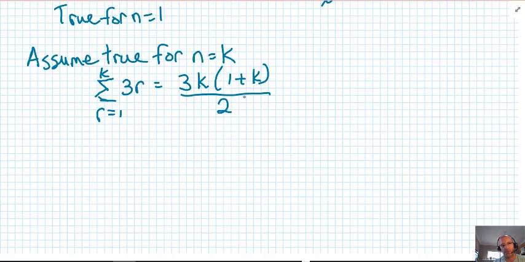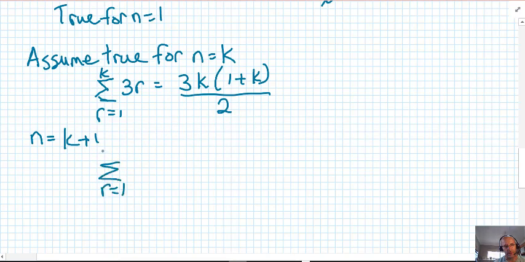So assuming it's true for n equals k, our inductive hypothesis, we would have this expression here. And of course, we need to use our inductive step now to show that if it is true for n equals k, it's always true for n equals k plus 1. So for n equals k plus 1, there are a couple of different angles we look at this. So basically, by substitution, it should equal the following.